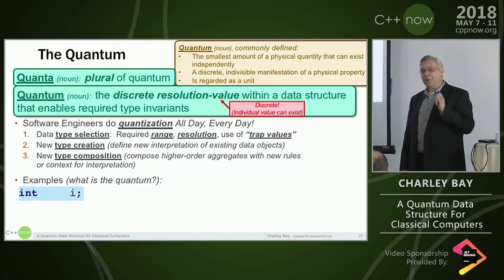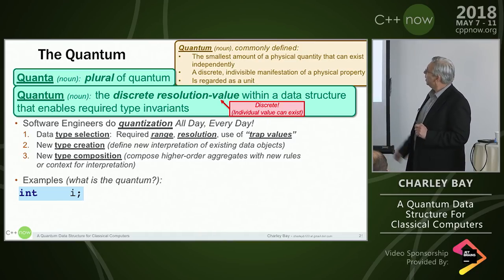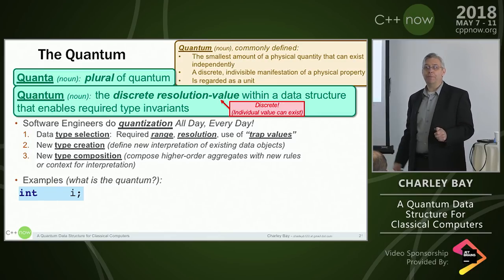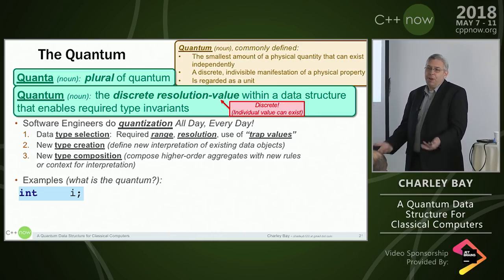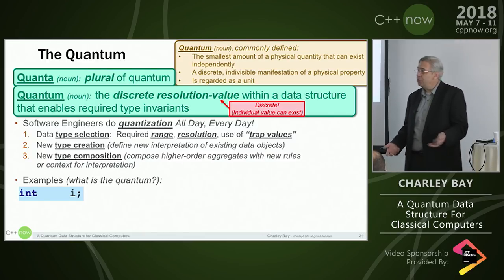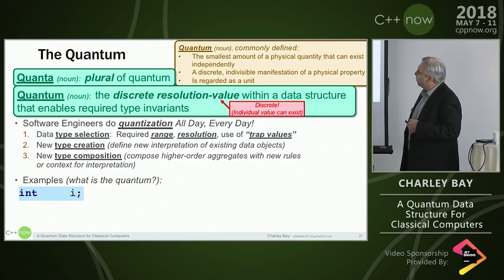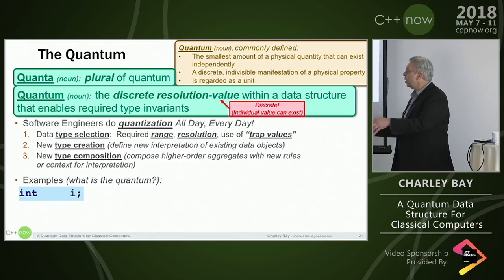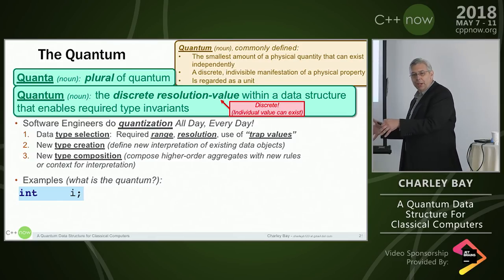Quanta, it's plural for quantum. Quantum, the discrete resolution value, that's it. It's a whole number usually. The quantum, it's the discrete resolution within a data structure that maintains your invariance. We define types, we can define whatever quantum we want. And there's some types that naturally have a quantum, whole integers naturally have a quantum. So when we select types, everything's sitting on primitive types. You know, there's some agreement between software, the language, and hardware, what the ISA presents. There's some agreement on what these primitive data types are.